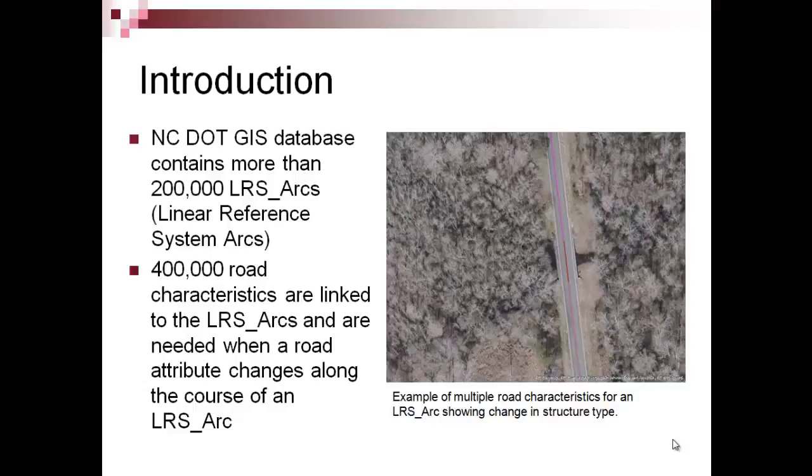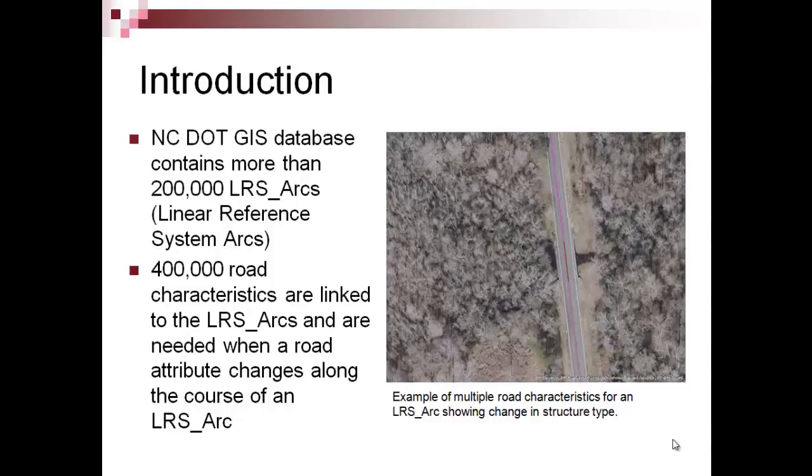When you go to the NCDOT GIS database, the GIS download section, there's a number of different files that you have there, personal geodata or geodatabases. There's one called the LRS ARCs, and that contains about 200,000 individual features that are basically sections of road, and they're linked to more than 400,000 road characteristics that are related to these LRS ARCs, and they're needed when the road attribute changes. When we looked at the NCDOT GIS data originally, it's represented using about 93 different attributes. We're going to talk about the 23 high priority ones that we needed to check out.